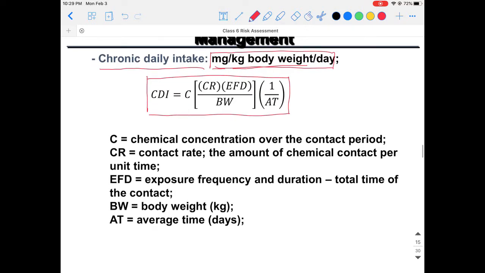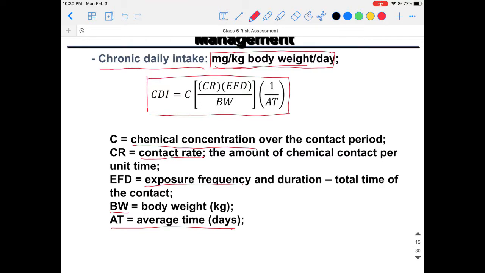So the chronic daily intake, or the CDI, can be calculated by C, which is the chemical concentration over the contact period. You can just think of this as the chemical concentration of this contaminant. Okay, so the CR is the contact rate, the EFD is the exposure frequency and duration, the BW is the body weight, and the AT is the average time.